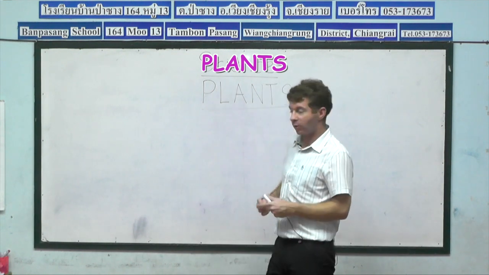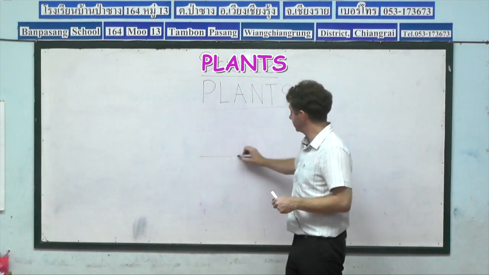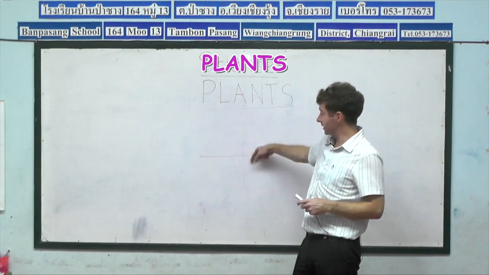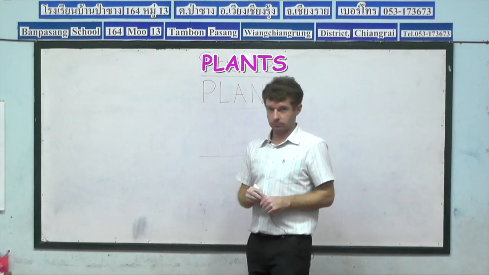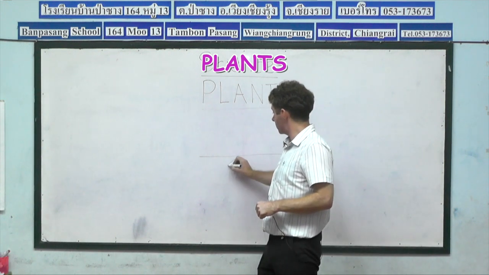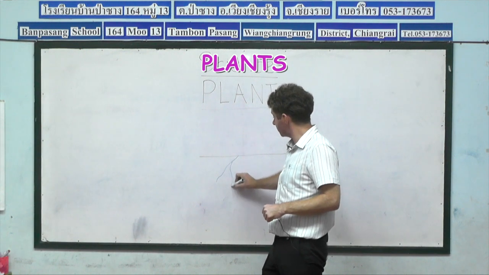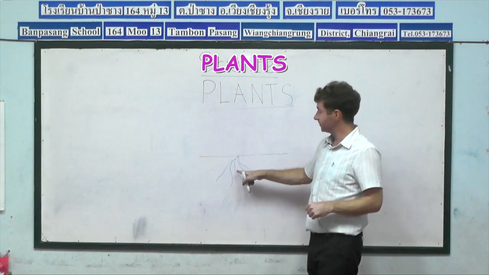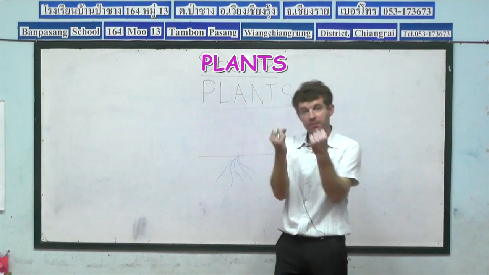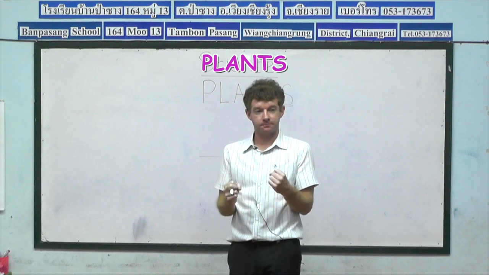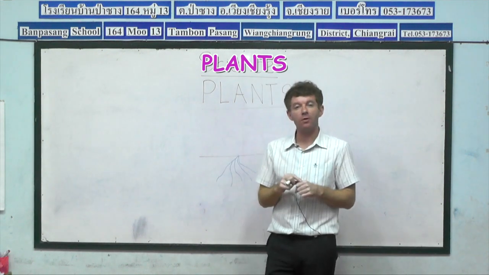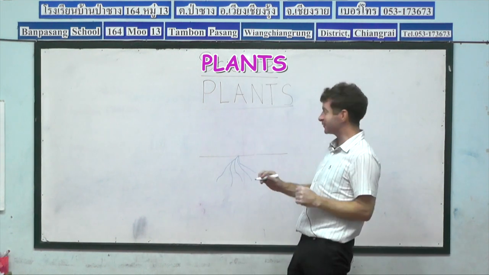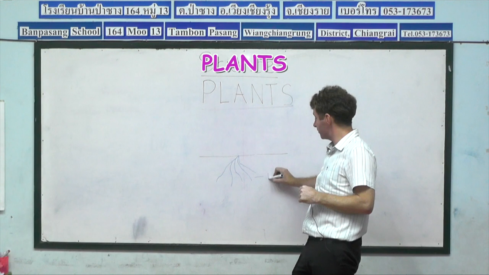So first of all, what I'll do is I'll draw a line here. And this line represents the ground. Underneath the ground is the soil. So can anybody remember, what do we call the parts of the plant that go underground into the soil, guys? These are the things that keep the plant anchored to the soil. Does anybody remember what they're called? Begins with R. Roots. Roots. Excellent. And how do we spell roots?